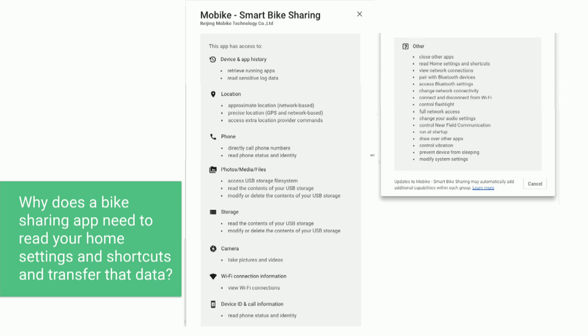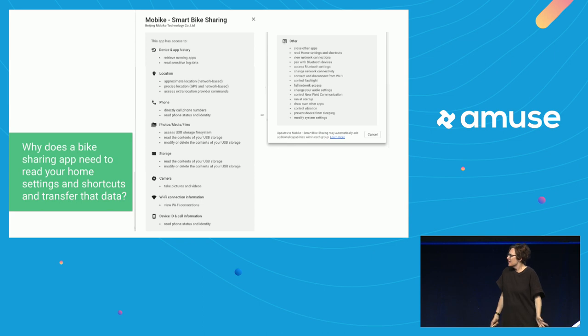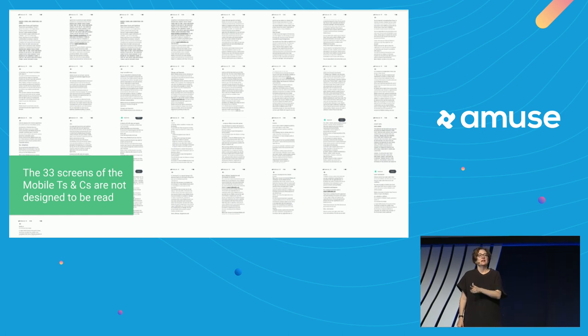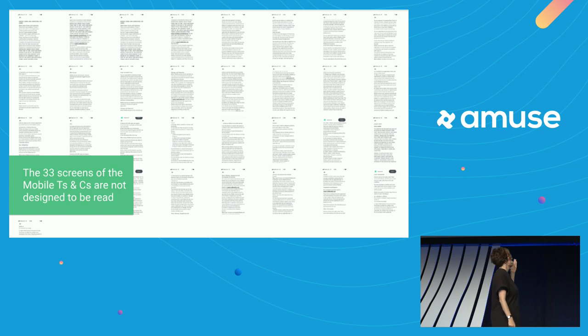But if you actually look at these terms, there are some surprises in there. Why exactly does it need to know your shortcuts, your home screen, keep your phone from sleeping? You know, there may be really good software development reasons for this, but it's really not disclosed. And this points to a bigger problem. By using Mobike, you agree to these 33 pages. I just screenshotted these on my phone. Of the terms and conditions.